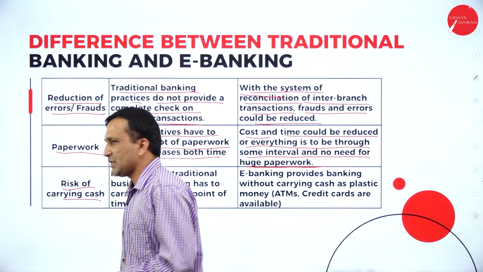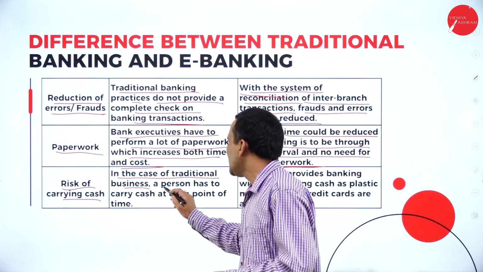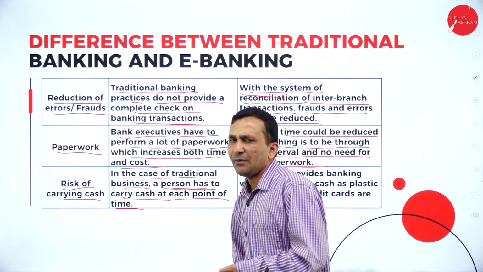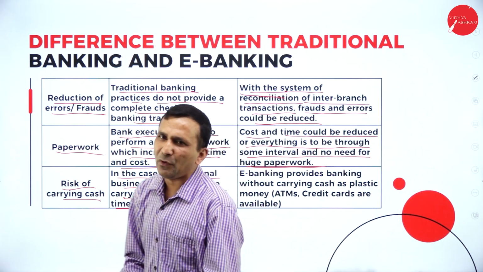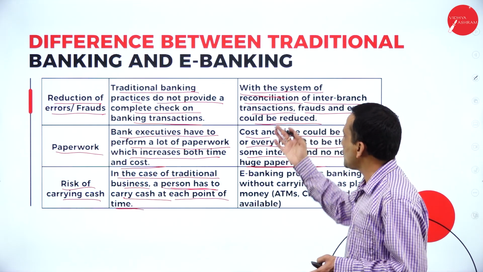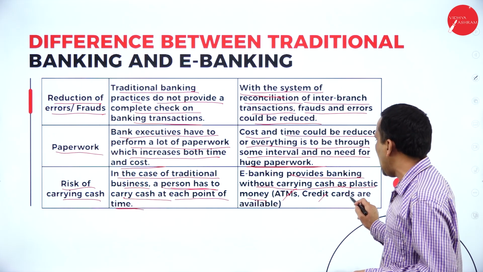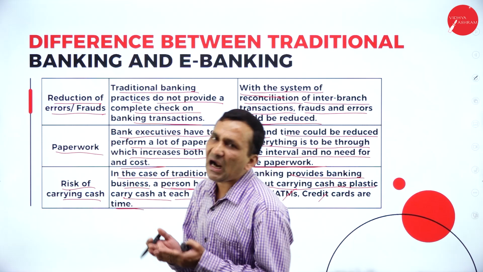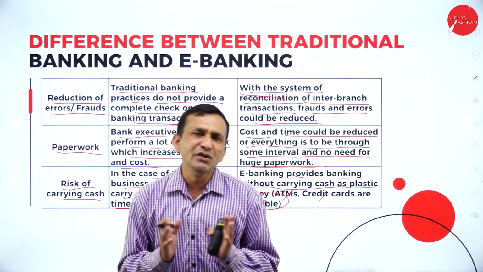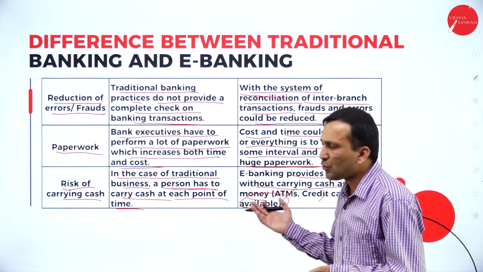And the risk of carrying cash. In the traditional banking system, of course, the customers have to carry cash. Not only for business, an individual person also has to carry cash at each point of time. Whenever they want to go for transfer, before that they have to go for depositing, so the cash carrying process can be found in traditional banking. But electronic banking provides banking without carrying cash, as plastic money, called ATM, credit card, debit card. There are different types of cards available: MasterCard, RuPay card, Visa card. We are talking about plastic money using an electronic device, which is an interconnected process. So the customers also get a benefit; they don't have to carry cash, so they are using a plastic card.